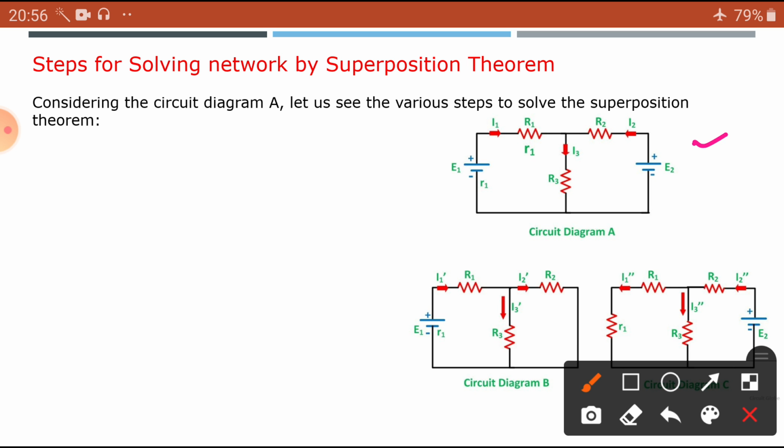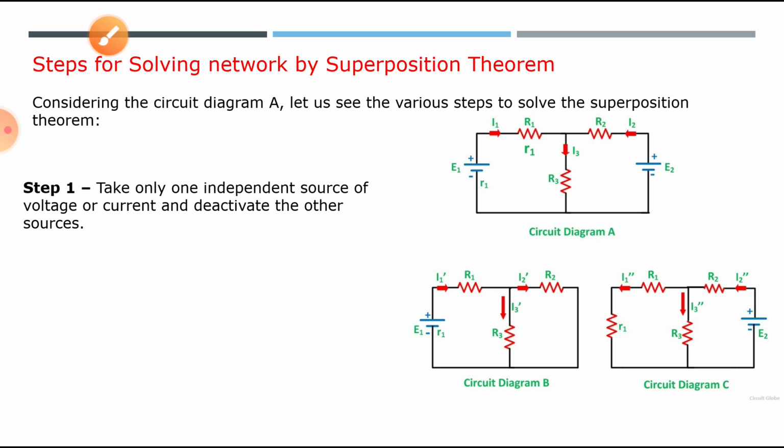Okay, please bear with me. Now, what is step 1? Here, take only one independent source of voltage or current and deactivate the other sources.